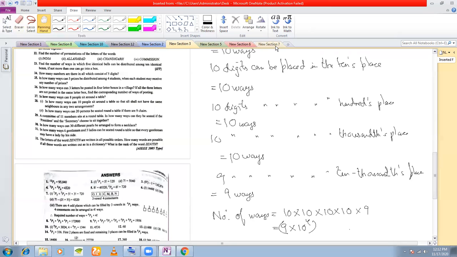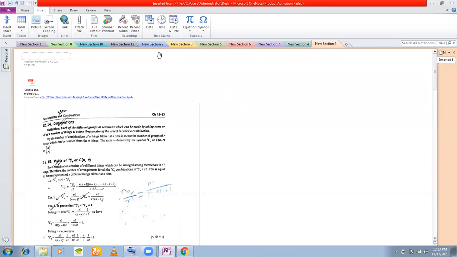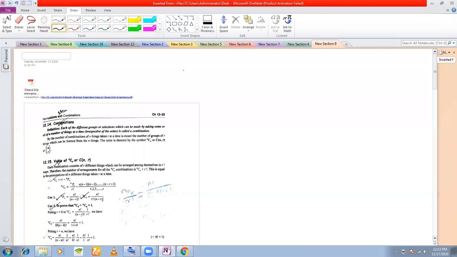Okay, now let's see what about the combinations. Let me just write here a little. Combinations. Just understand the concept. Combination is very important. Combination is more important than permutations. Combination is synonymous with the word selection. Okay, now the question is, what do you mean by selection?